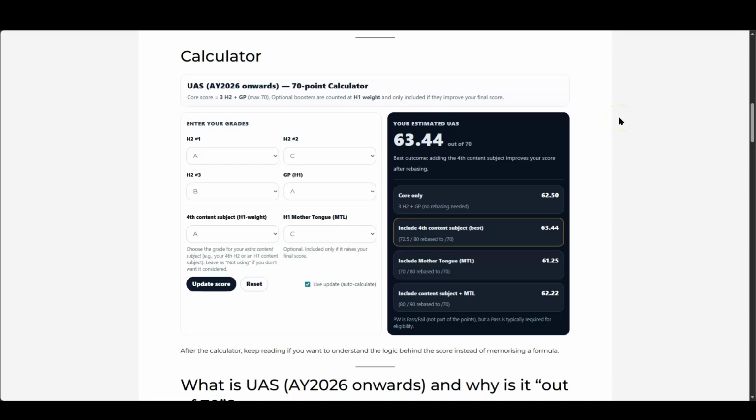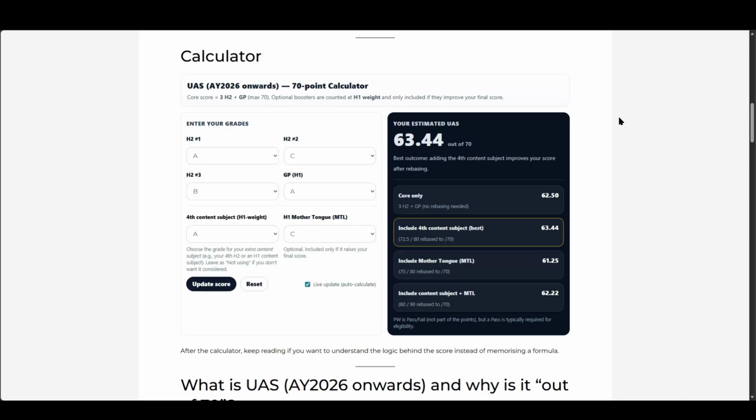For academic year 2026 onwards, your UAS is built from a core score of best 3 H2 subjects plus GP. That core is out of 70. This is why this calculator starts with these fields: your 3 H2 grades and your GP grade. This forms the core. So even if you took 4 H2 subjects, your core does not simply come from all 4 H2s added together. It still begins with your best 3 H2 results plus GP.